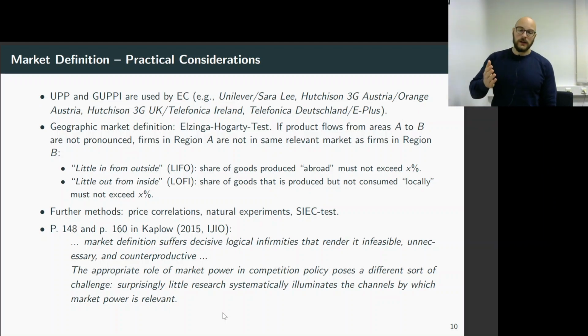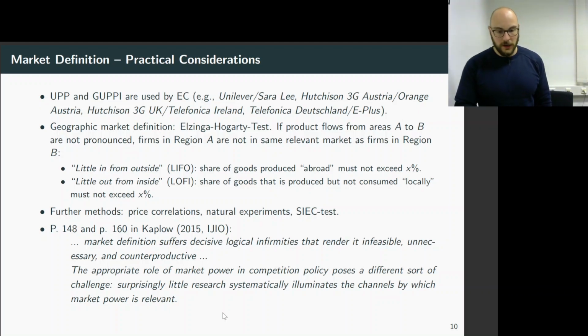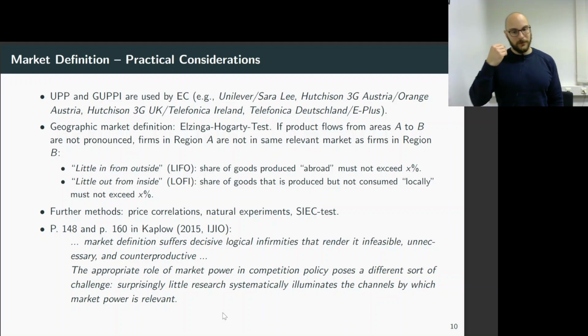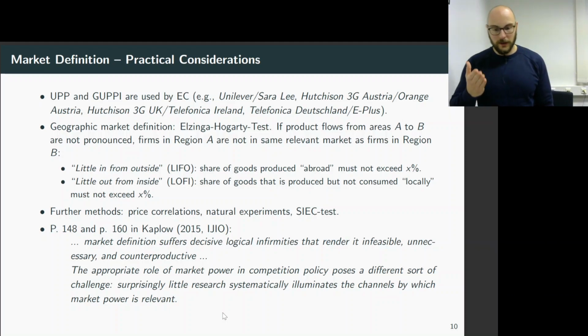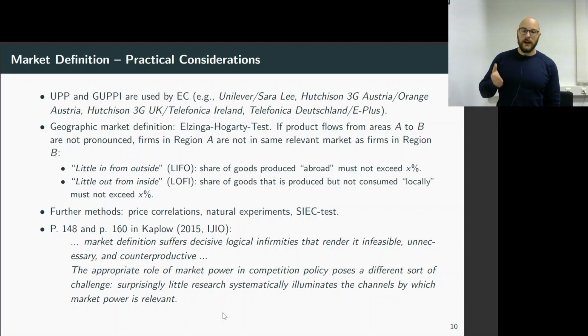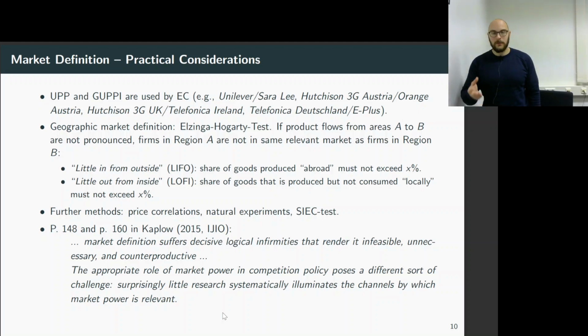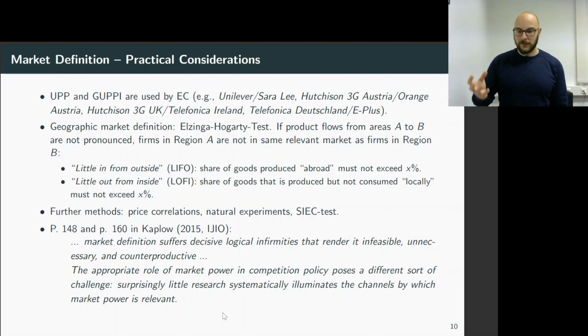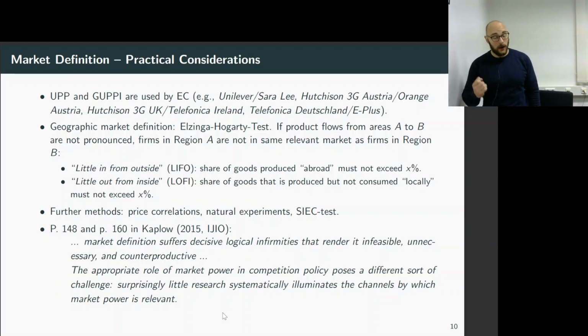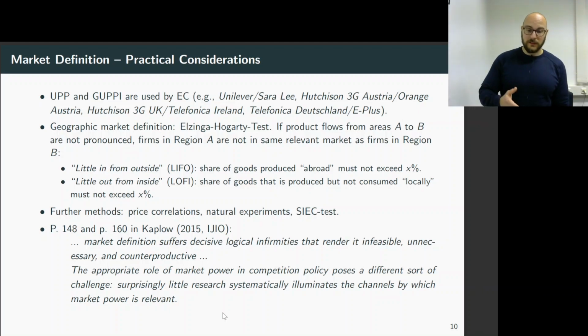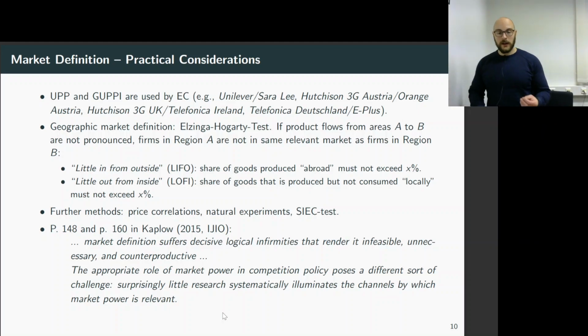And I would like to conclude this lecture with some food for thought. There's an article by Louis Kaplow from 2015 in which he says that the concept of market definition suffers decisive logical infirmities, which would render it infeasible, unnecessary and even counterproductive. And he also says that the appropriate role of market power and competition in policy poses a different sort of challenge. Surprisingly little research systematically illuminates the channels by which market power is relevant, right?